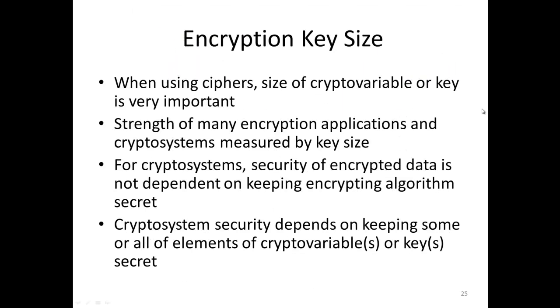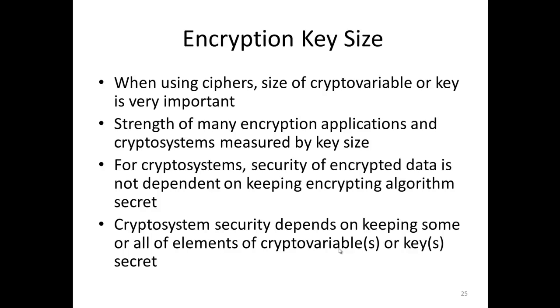In encryption, when using ciphers, one of the decisions that has to be made is the size of the crypto variable or the key. The strength of many encryption applications and crypto systems is measured by the key size, and we say that because the algorithm, the mathematical calculation, is known, it's published, it's been tested. So the only part that's actually secret is the key. And the size of the key in encryption is very important.